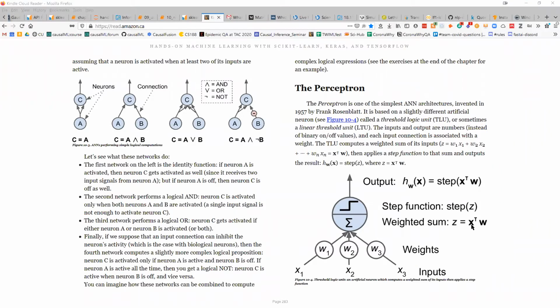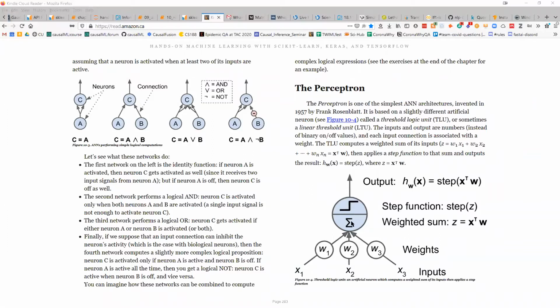X is a vector of numbers. X transpose. Normally vectors are column vectors, so that's why the leading term here is a transpose, because that makes it a row vector. And then you take a row vector dotted with a column vector. So X transpose W just means X1W1 plus X2W2 plus X3W3, the weighted sum, the dot product.